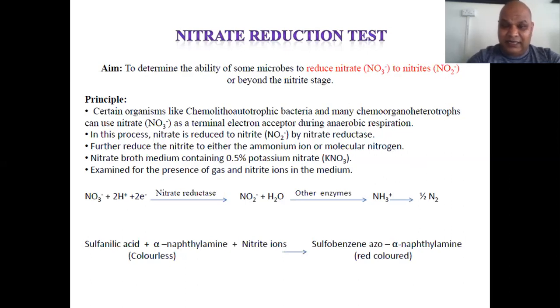So when the nitrite ion is present in the particular media, the coloration of the media changes into red color. And that red coloration is actually the indication of the presence of the microorganism.